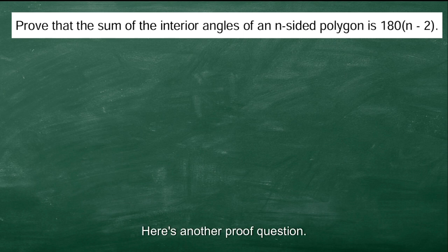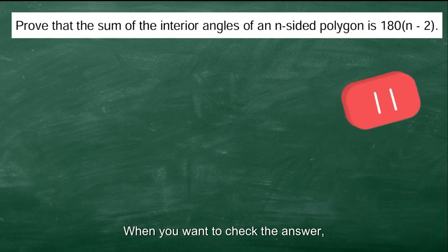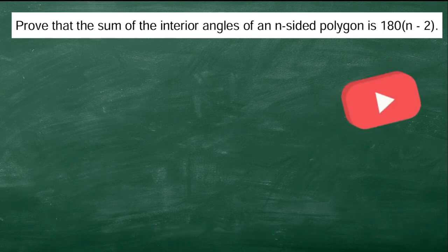Here's another proof question. This is a relatively easy one, but you can still get this question. Prove that the sum of the interior angles of an n-sided polygon is 180 times n minus 2. Please pause the video and try this question. When you want to check the answer, press play.